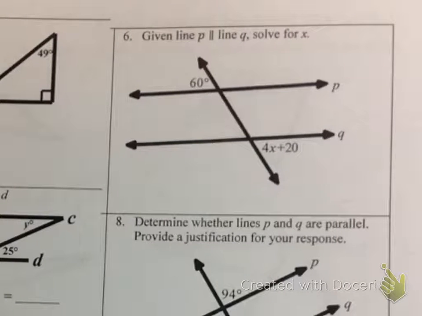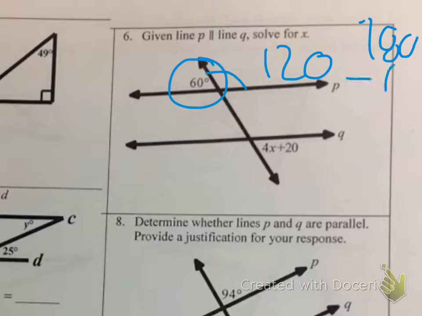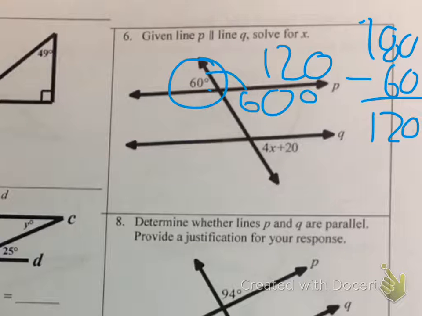Given line P is parallel to line Q, solve for x. So we know that this is 60, and that this would be 120, since 180 minus 60 equals 120. And if this is 60, this has to be 60 as well. If these two lines right here are parallel, then these would have to equal the same. So this would be 60 right here, so we know that this would equal 60 then.